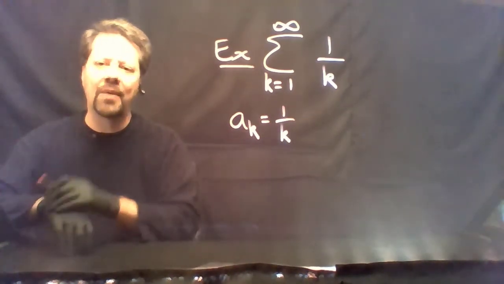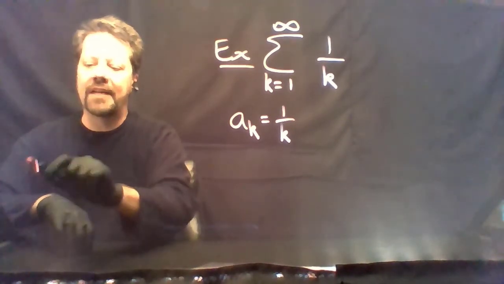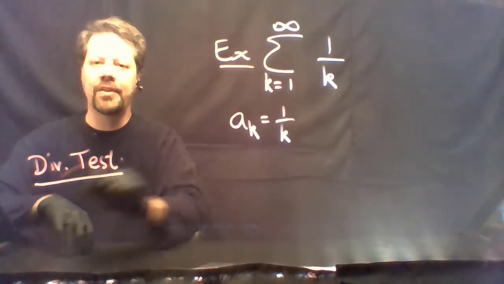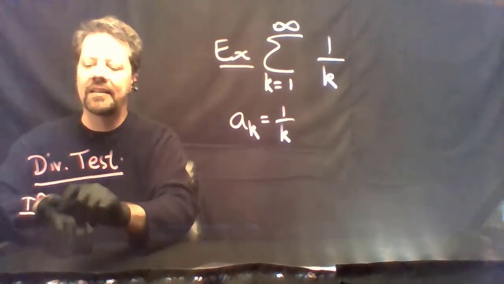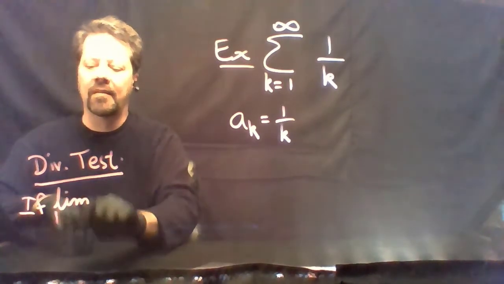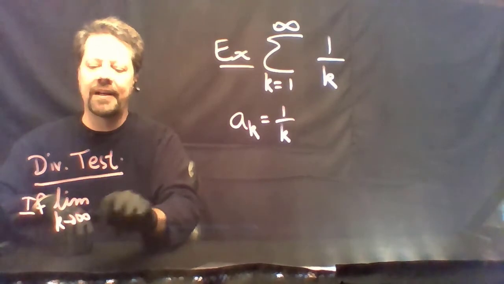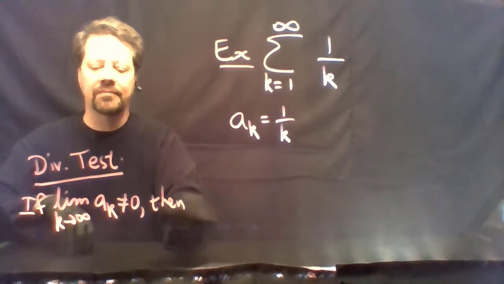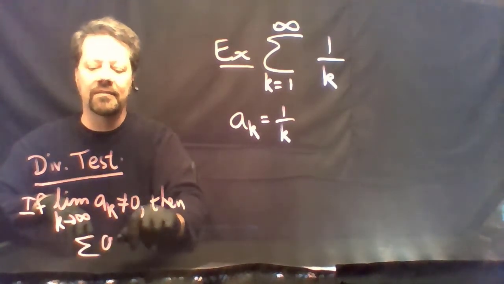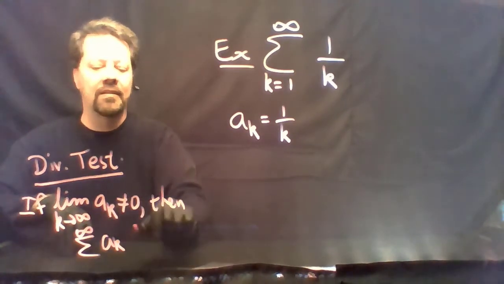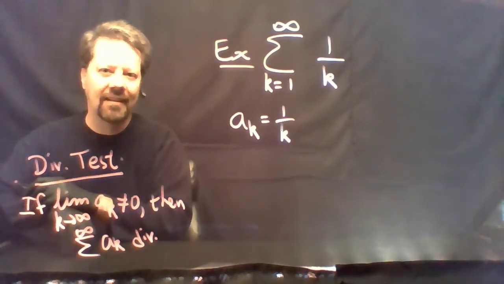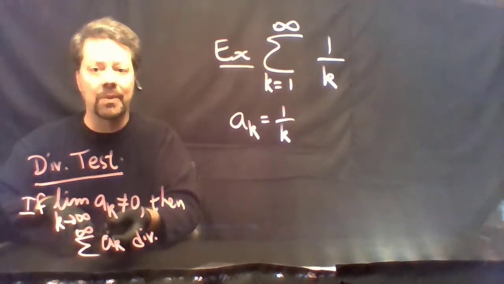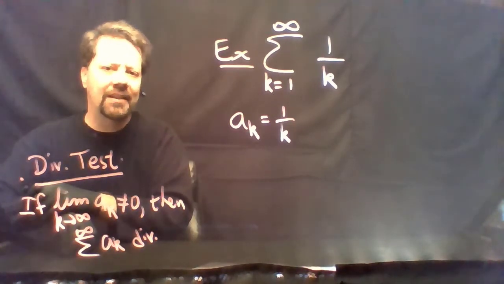Before progressing, I want to recall to your memory the divergence test. The divergence test says that if the limit as k goes to infinity of a sub k is not 0, then the series diverges. The implication here is if the terms don't go to 0, there's no hope. The series will diverge. But what about the other way around?